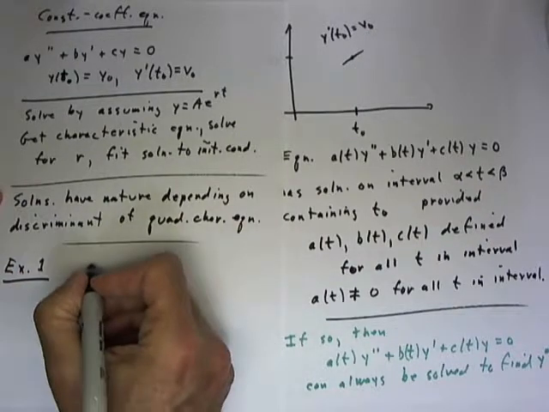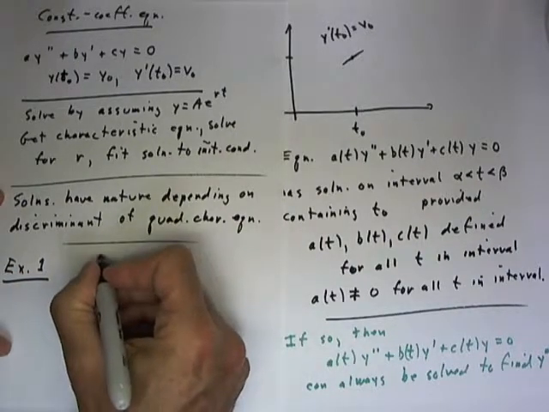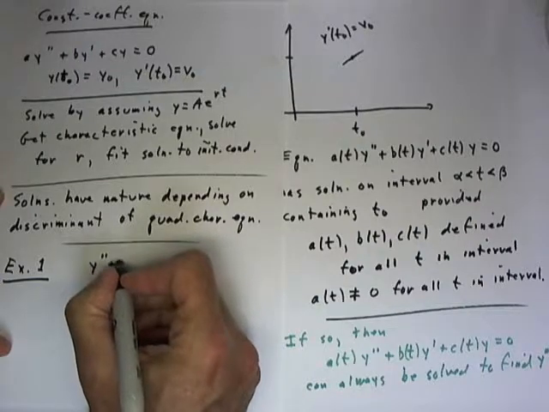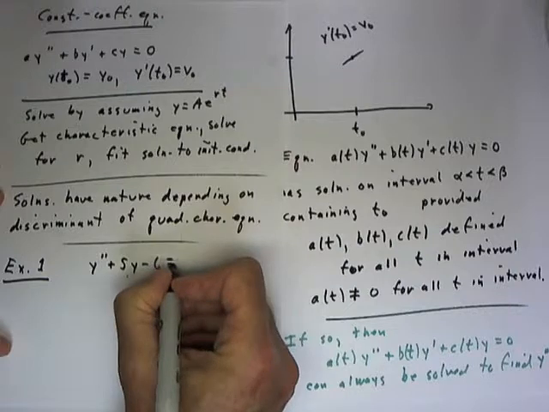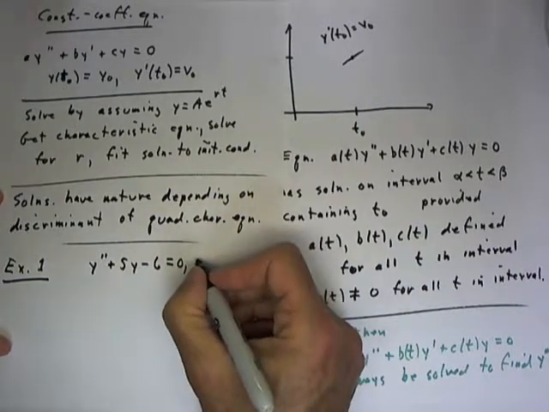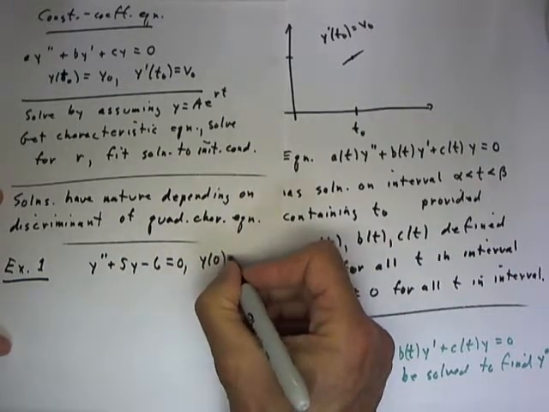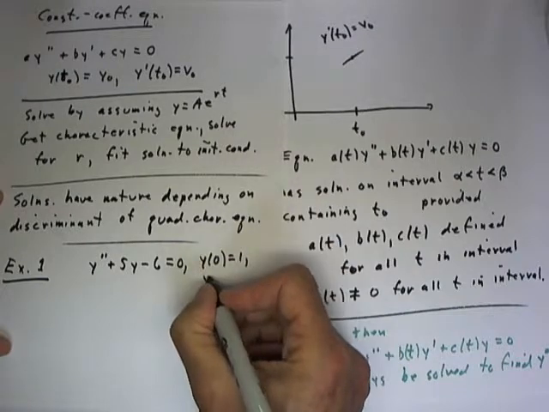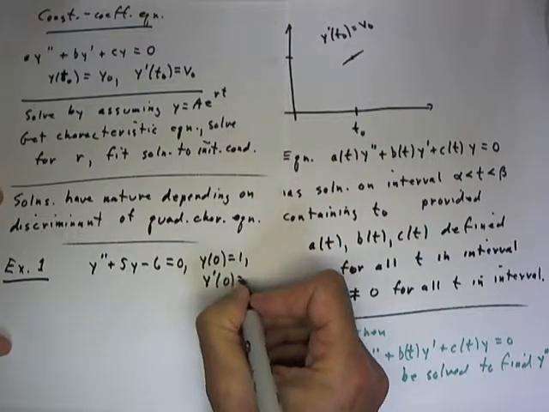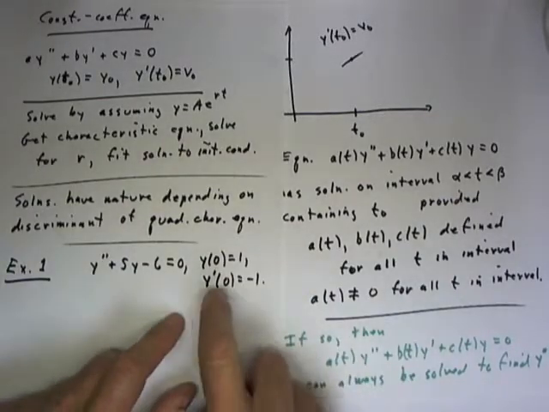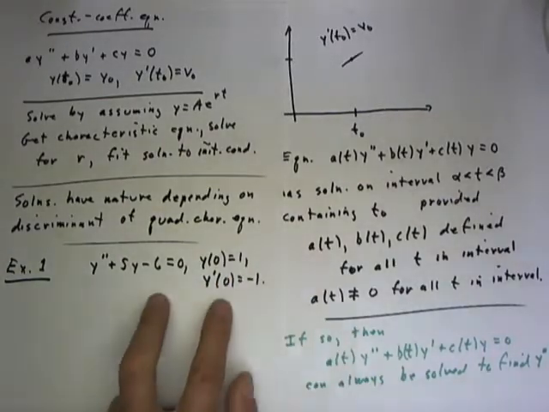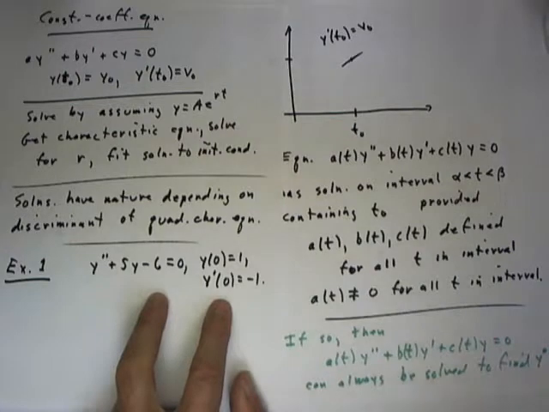So example 1, we're going to consider the equation y double prime plus 5y prime minus 6y equals 0 with initial conditions y of 0 equals 1, y prime of 0 equals negative 1. The initial conditions won't usually be this simple, but this will serve to amply illustrate the process.